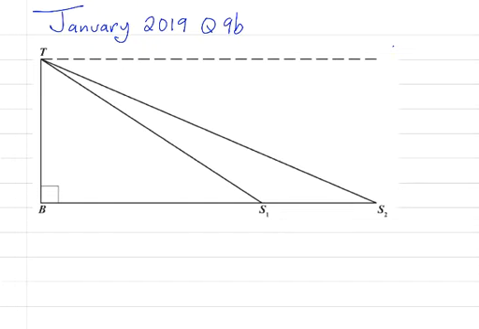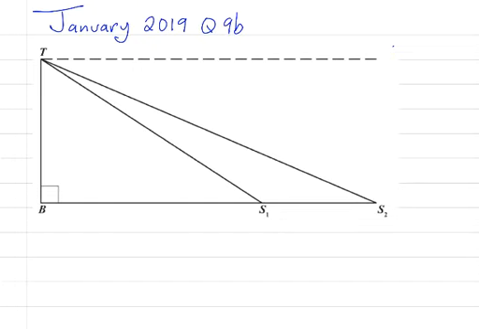January 2019, question 9b. It says, a person at the top of a lighthouse, TB, sees two ships, S1 and S2, approaching the coast as illustrated in the diagram below. The angles of depression are 12 degrees and 20 degrees respectively. The ships are 110 meters apart.